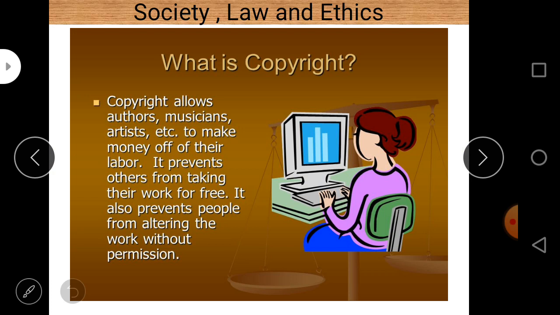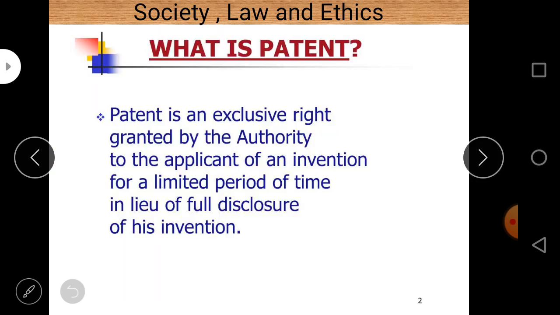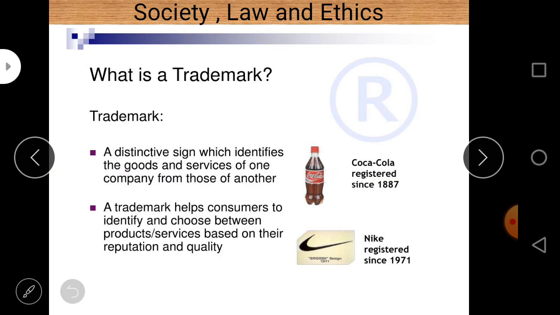So this is about copyright. Second is patent. Patent is an exclusive right granted by the authority to the applicant of an invention for a limited period of time. That is an important point, limited period of time. Always remember that a patent is always for a limited period of time. And third is trademark. A trademark is basically a distinctive sign which identifies the goods and services of one company from those of another. As there is a symbol of Coca-Cola here, it is basically a trademark. And this is a trademark for Nike.